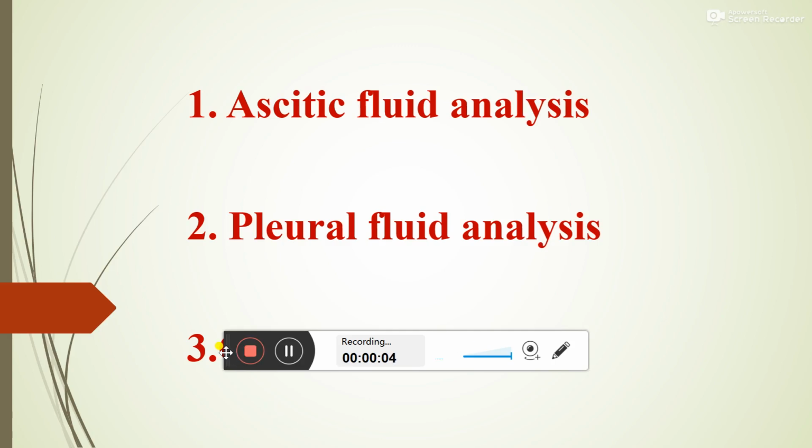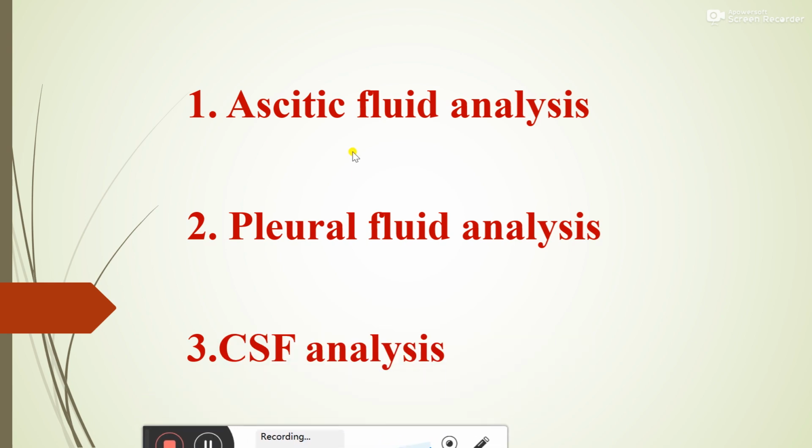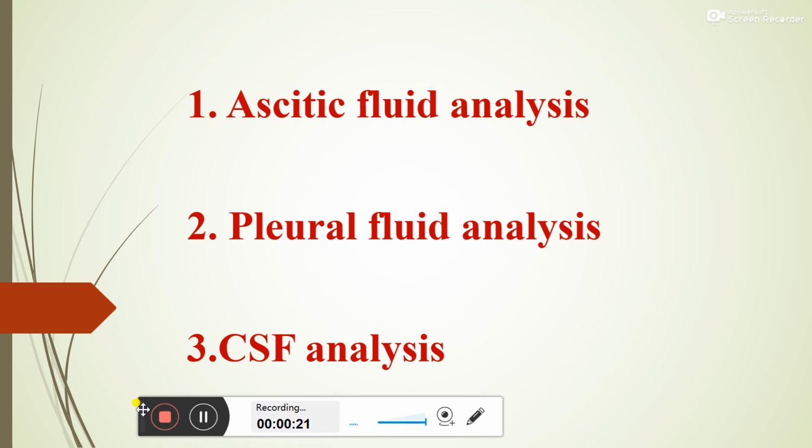Hello everyone. Today I am going to discuss some routine procedures in our medicine wards: ascitic fluid aspiration, pleural fluid aspiration, and CSF aspiration. CSF collection by lumbar puncture is done every day in our medicine ward. These are routine procedures. After taking the fluid in vials, you need to analyze it. We collect the fluid for analysis and reporting, and to diagnose the disease properly.